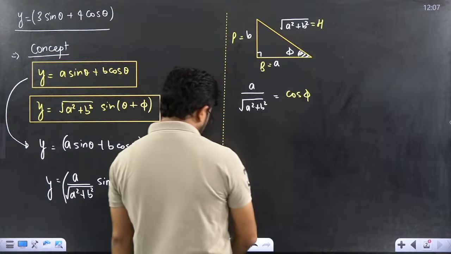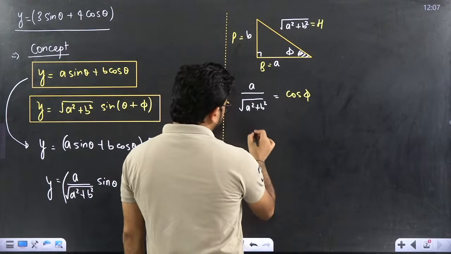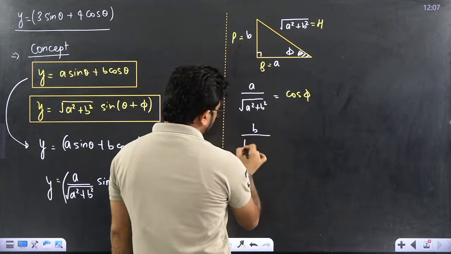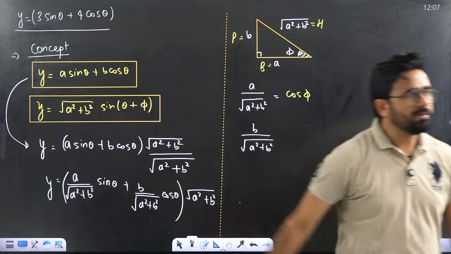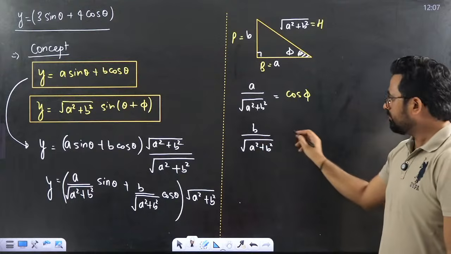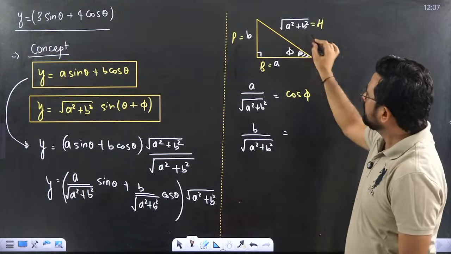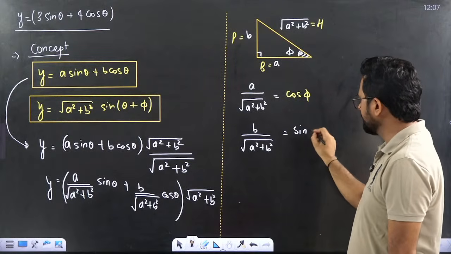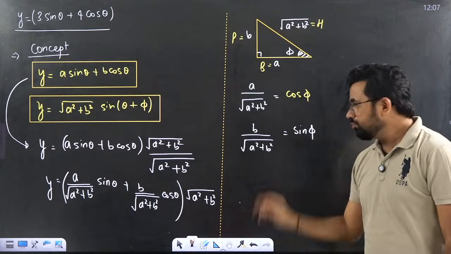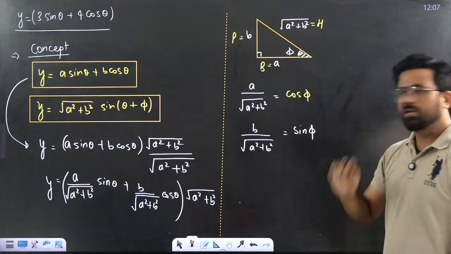Similarly, I can say here that the value b upon under root of a square plus b square would be what, beta? This is perpendicular upon hypotenuse, that is sin phi. I am telling it. So you know the cos phi, you know the sin phi.